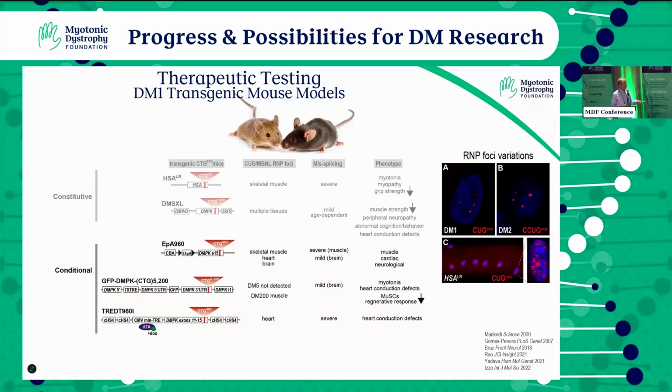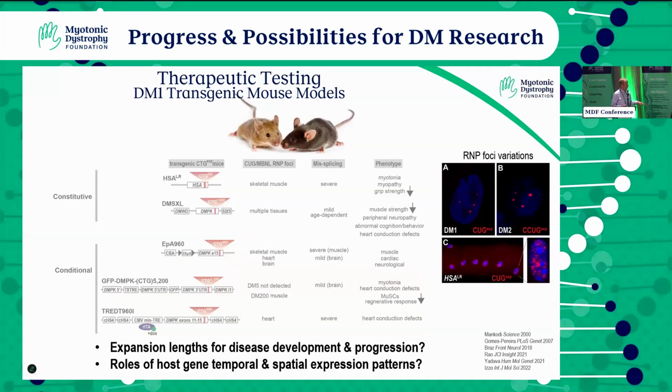So in terms of RNA foci variation, this is an excellent example of the differences. You're looking at DM1 and DM2 on the right-hand side, CUG repeats and CCUG repeats in red, and the HSA-LR in the bottom. Notice it almost looks like grape clusters in the case of the HSA-LR, so very different than the presentation that you see in DM1 and DM2. So it's an important consideration to remember.